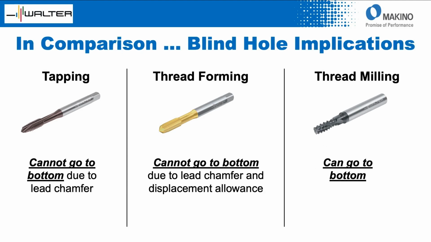Blind hole implications, Brian. When you're working with a tap, cut tap, or a thread former, they have a lead on them. They have to be able to get guided into that hole. And that lead, whether it be 2 threads or 3 threads of space there, that's your limitation about how close you can get to the bottom of the hole. With the thread mill, there's a full thread flush with the bottom of that thread mill. You can take that full thread all the way to the bottom of that hole.